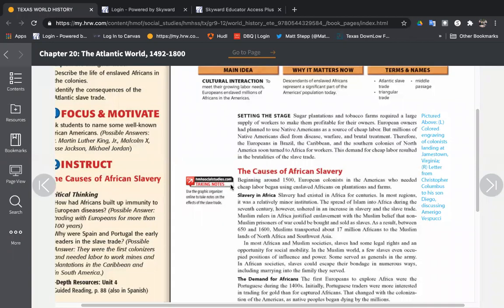Therefore, the Europeans in Brazil, the Caribbean, and southern colonies of North America soon turned to Africa for workers. This demand for cheap labor resulted in the brutalities of what would be the slave trade. Beginning around 1500, European colonists in the Americas who needed cheap labor began using enslaved Africans on plantations and farms. Slavery had already existed in Africa for centuries. It had also existed all over the world for centuries.